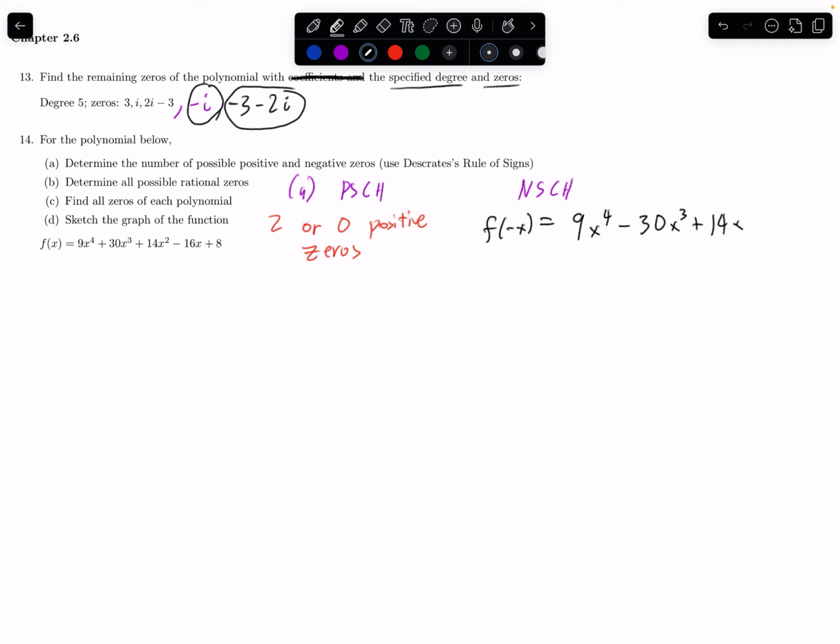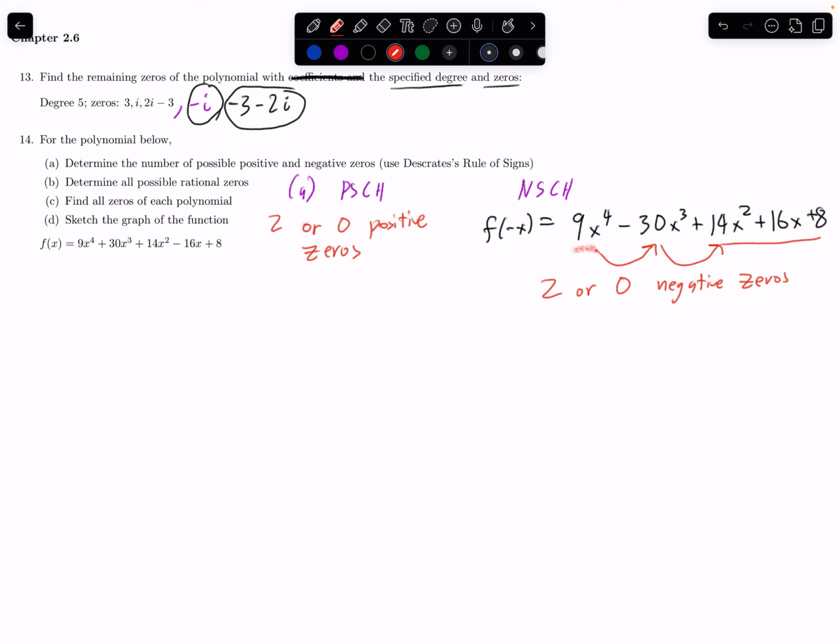14x squared, that's an even power, it stays. 16x was the opposite because it's an odd power, so it becomes plus 16x. And then 8 is just a constant that stays. Let's count the sign changes this time. Okay, so from positive to negative, that's 1. From negative back to positive, that's 2. And then from there, it just stays the same. So 2 sign changes means 2 or 0 negative zeros.